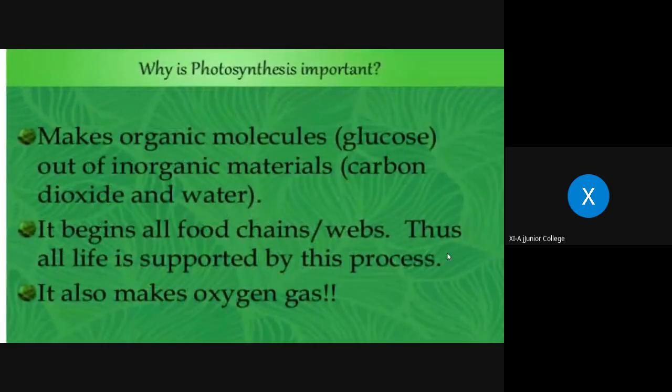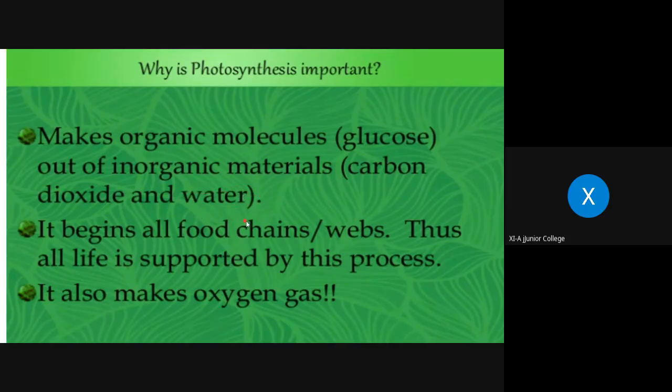Why is photosynthesis important? Until something is useful to us, we will not even think about it. So why do we need to study photosynthesis, and how does it help us? We will see some points. Photosynthesis makes organic molecules in the form of glucose out of inorganic materials like carbon dioxide and water. So first, organic molecules are produced, for example glucose. Carbohydrates in the form of glucose are produced by plants by this process, using inorganic substances like carbon dioxide and water.